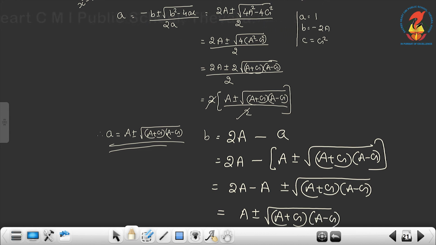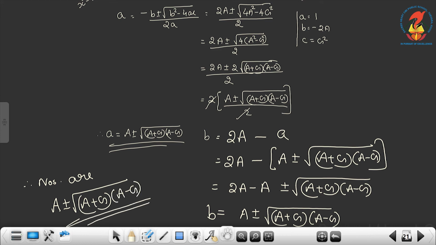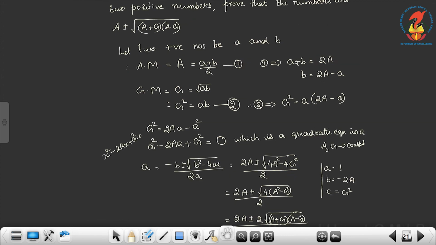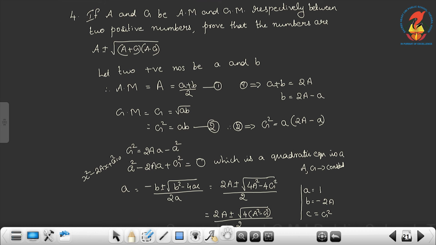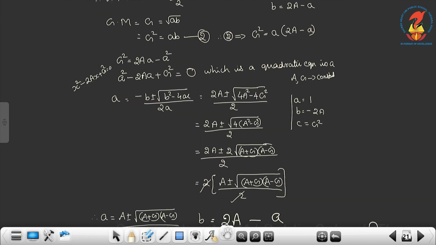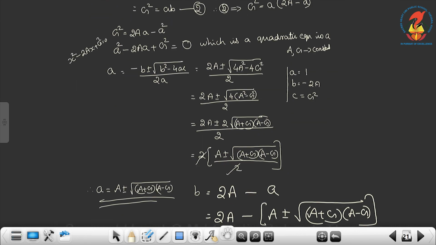Now you compare a and b. Both are the same. So the numbers are A plus or minus root of (A plus G) into (A minus G). That is given in the question. Look at the question: two positive numbers, prove that the numbers are A plus or minus root of (A plus G) into (A minus G).